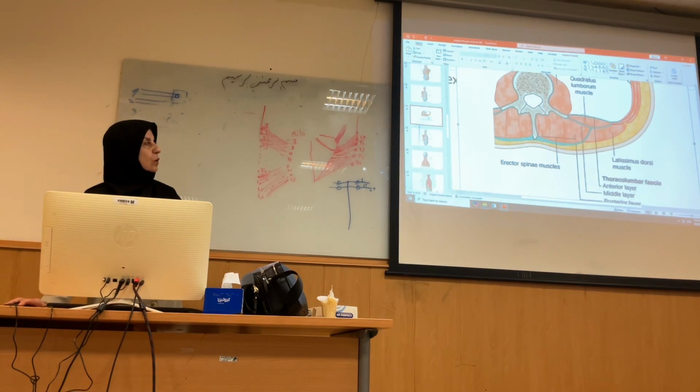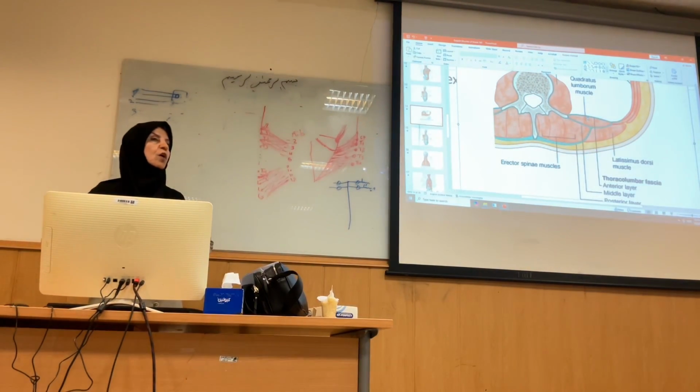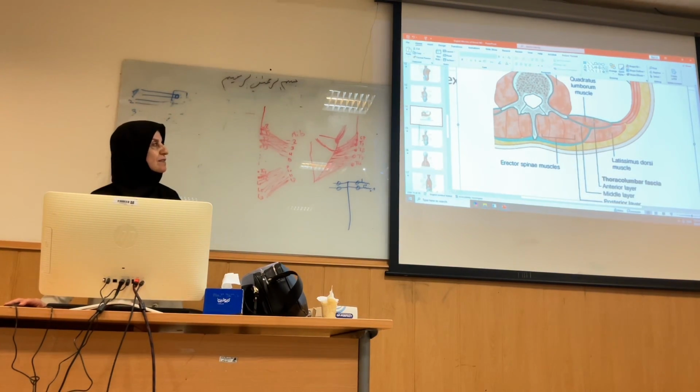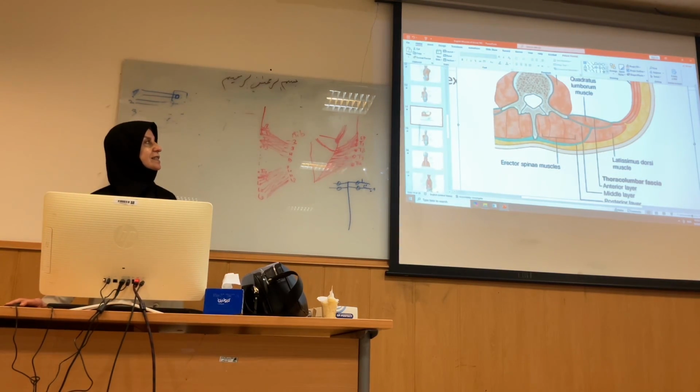Now the anterior layer of the thoracolumbar fascia is medially attached to the transverse process. This time it is passing anterior to this muscle. In the posterior wall of the abdomen, we have some muscles. One of the muscles visible here is quadratus lumborum. The anterior layer of the thoracolumbar fascia medially connects to the transverse process and passes anterior to quadratus lumborum.